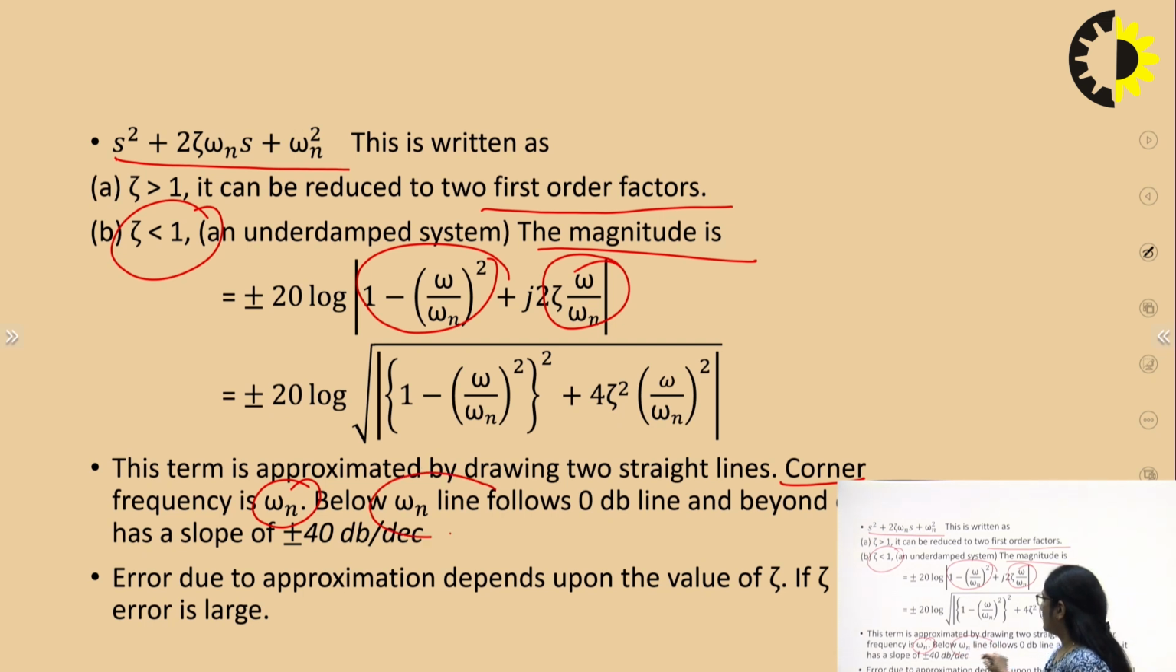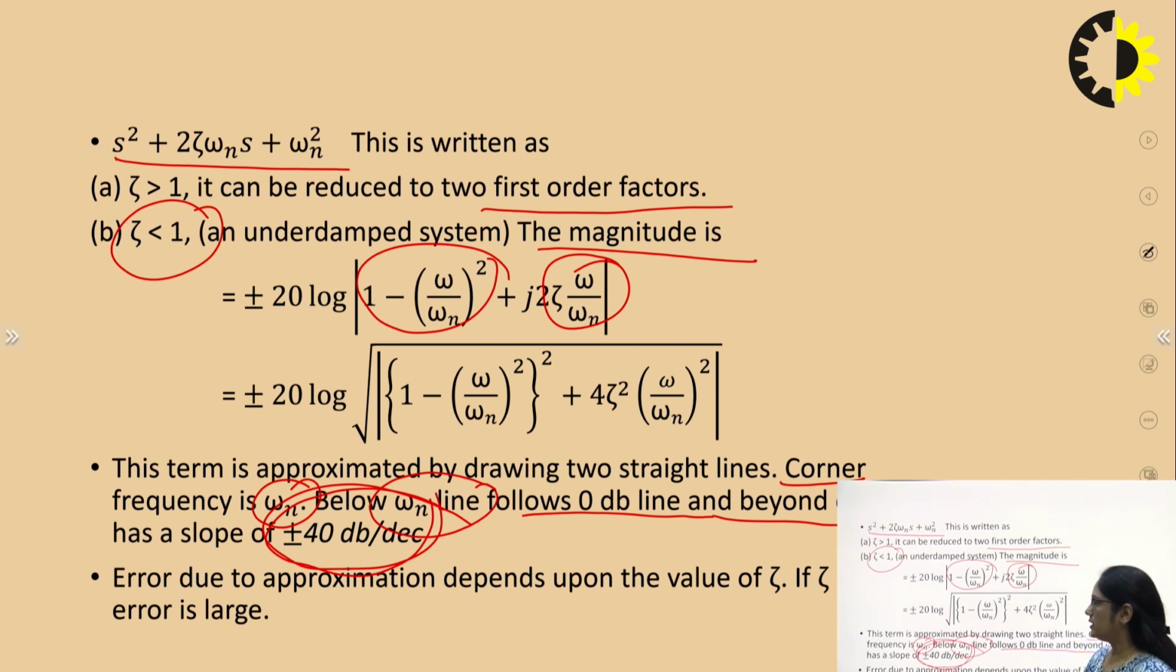Below omega n, it follows the 0 dB line, and beyond omega n, it will have a slope of plus or minus 40 dB per decade. For a simple pole or a simple zero, it was plus or minus 20 dB per decade. Now, if the pole or zero is repeated, we have the term n there, and in this case it will be plus or minus 40 dB per decade. Error due to approximation depends on the value of zeta. If zeta is small, then the error will be large.